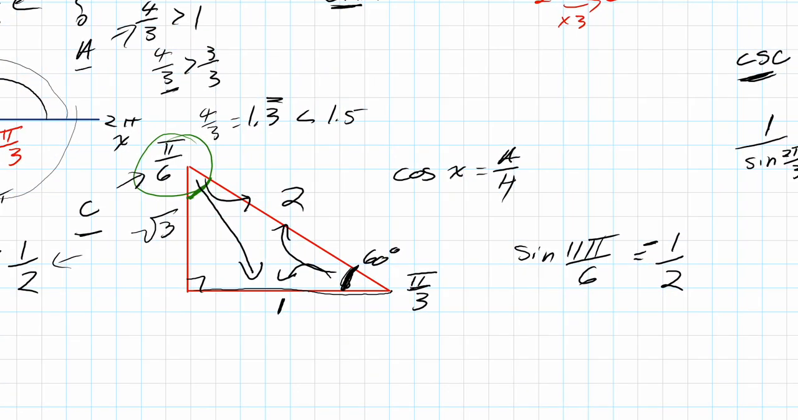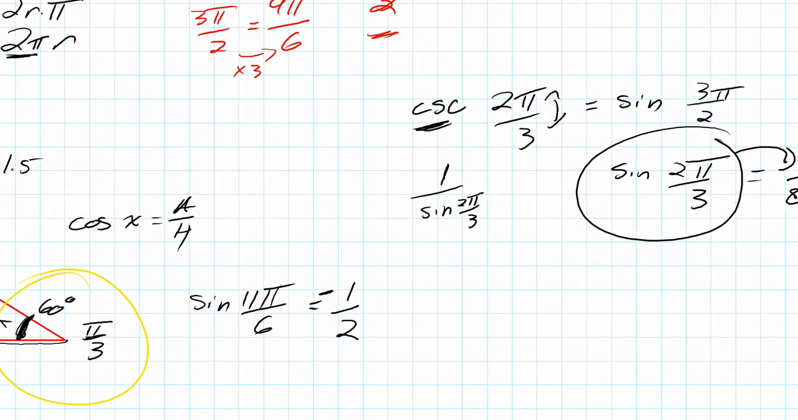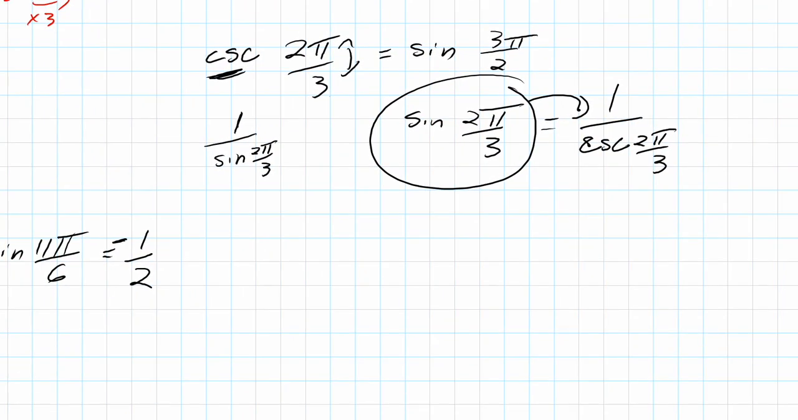We had pi over 3. Hey, that's this guy here. We're talking about sine, which is opposite over hypotenuse. So we got root 3 over 2. Jump way back here. Very quickly find out that sine 2 pi over 3 is root 3 over 2. Okay. We're in the second quadrant, CAST. S is positive, so we're good. We got a positive value.